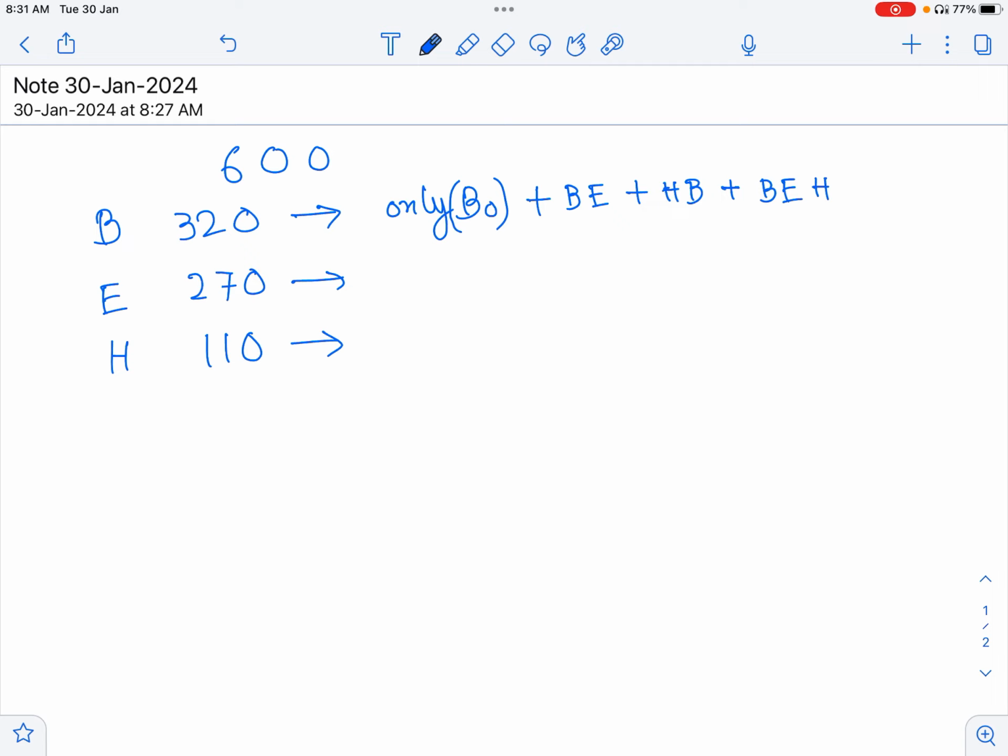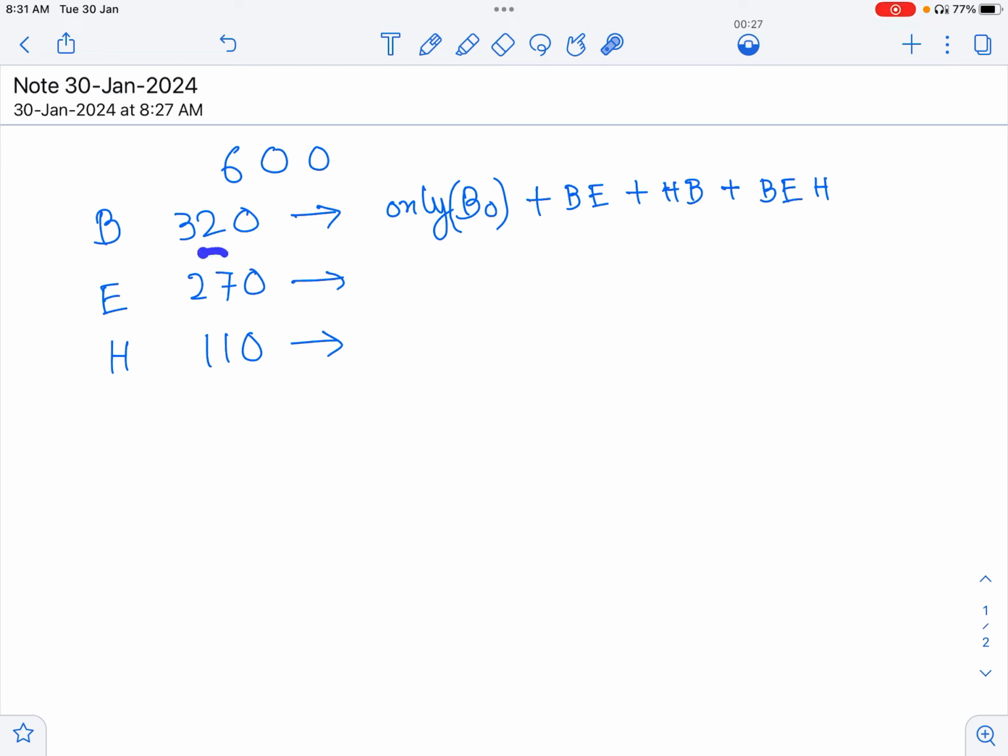And we are asked to find out this BEH, the number of those students who learn three languages, that is Bengali, English and Hindi, isn't it? So we are asked to find out the number of those students. So we have to find out the value of BEH actually, isn't it? Now what can I do? And like this, 270.